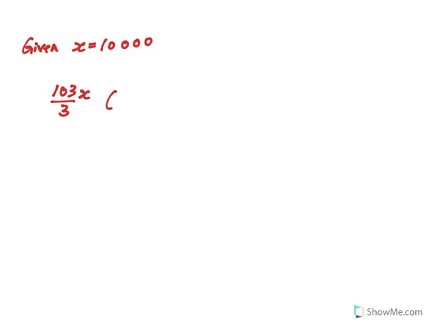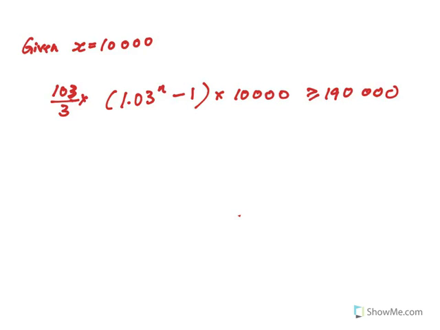X. Remember, this was what we had just now. This was the money in the account at the end of n months. But now we want to replace the X with 10,000. So it's 103 over 3, times 10,000, which is the original X. Okay? And we want this to be more than 190,000.